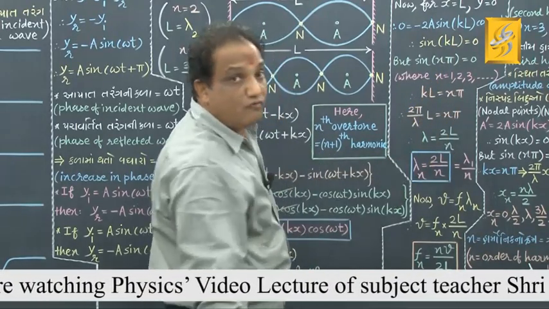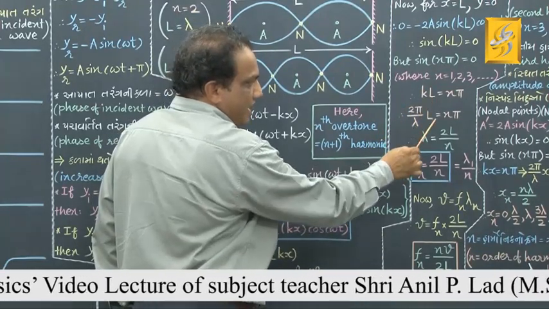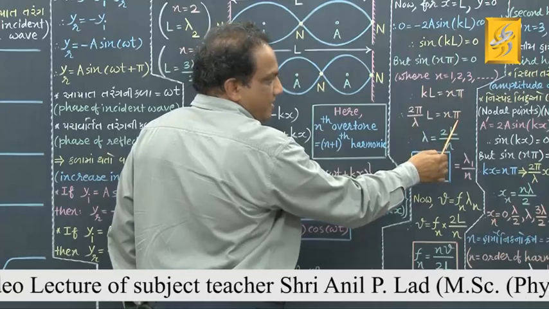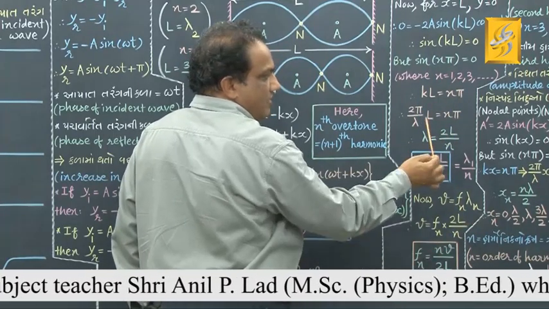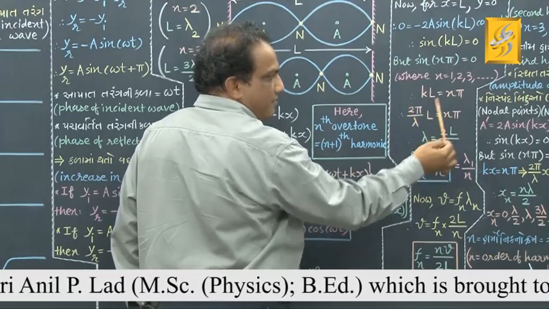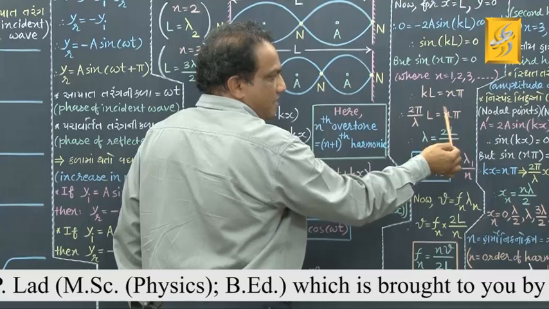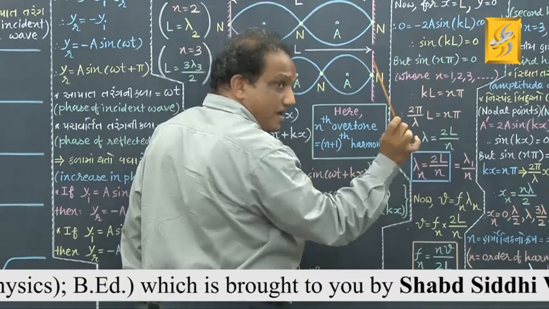What is K? Wave vector. What is the formula? 2 pi upon lambda, into L, should be equal to n pi. Wait. The pi on both sides gets cancelled. Find out lambda from here. It will be 2 into L upon n. Lambda would be 2L upon n.